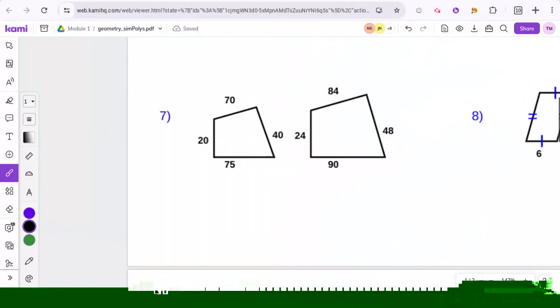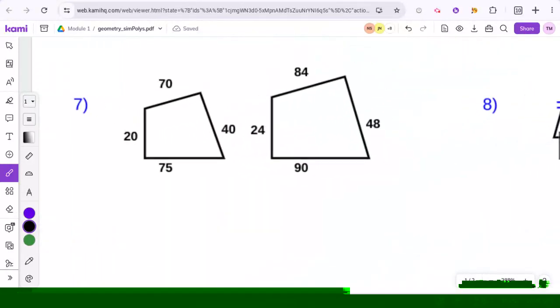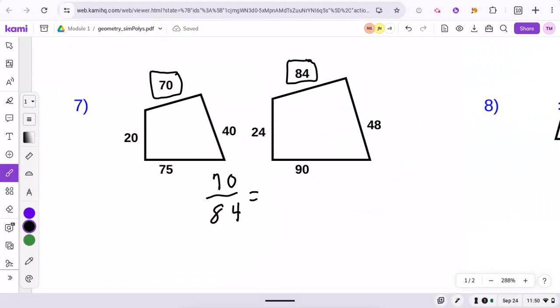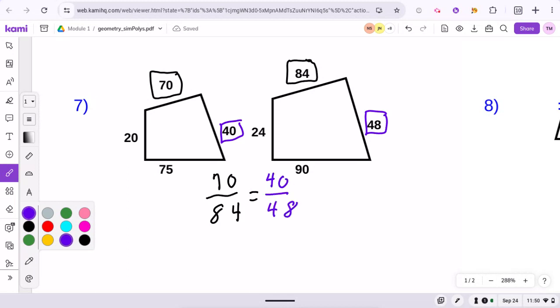So remember, for these, you can take the corresponding sides. For example, for this one, I can take 70 from the shape on the left, and then 84 would be the corresponding side for the shape on the right. Then I can pick two other corresponding sides. I'll pick 40 from this side and 48 from this side. Put 40 on top, 48 on bottom.